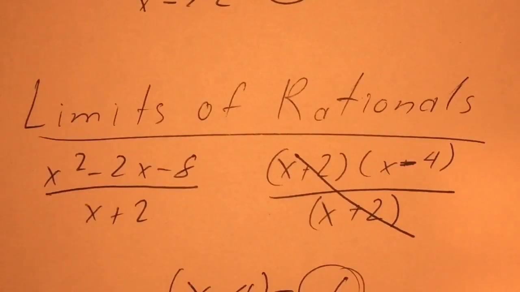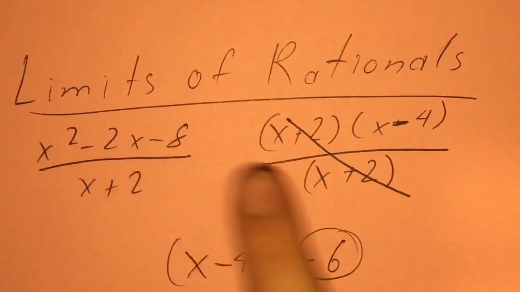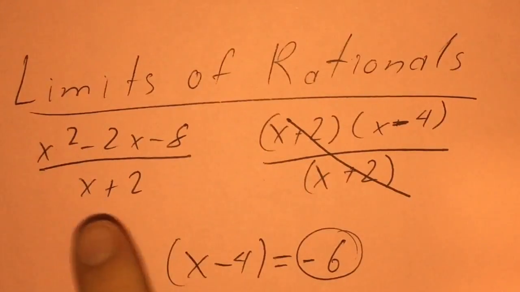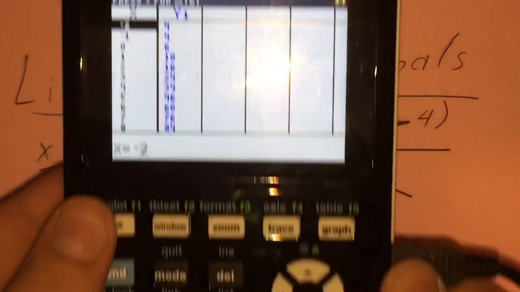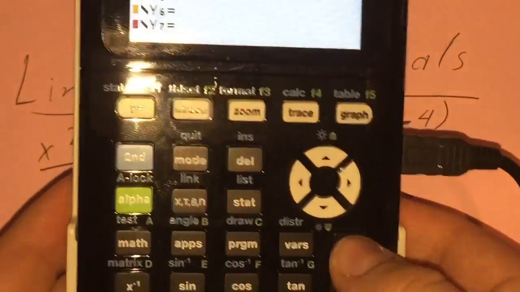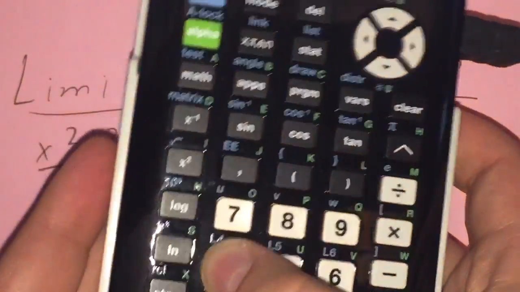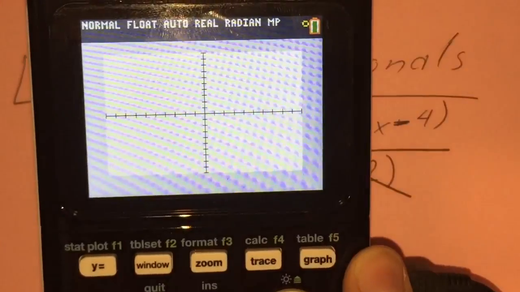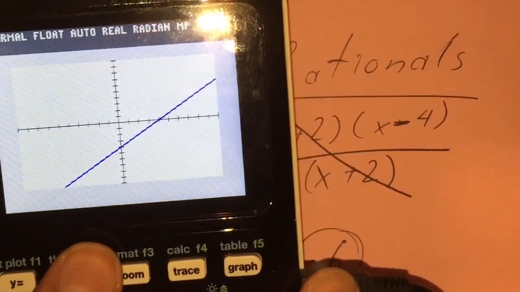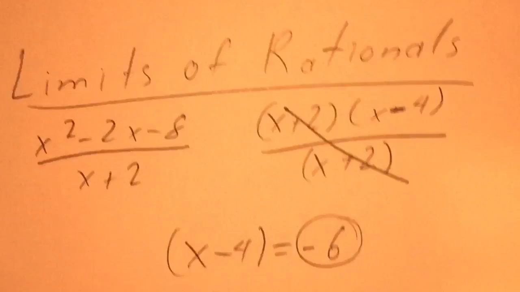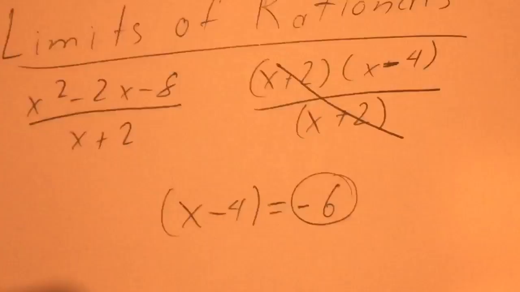Next, we're going to find the limit of a rational. And what you do is you factor them out. So when you factor it, it's x plus 2 and x minus 4. And as you can see, x plus 2 is already in the bottom, so you can cross them out, and it's just x minus 4. And you go back to y equals, get all that out of there, and you type in x minus 4, and you graph it. Now it's going to be linear. And you hit second window, and we're going to find it at -2. And then hit second graph, it's -6.